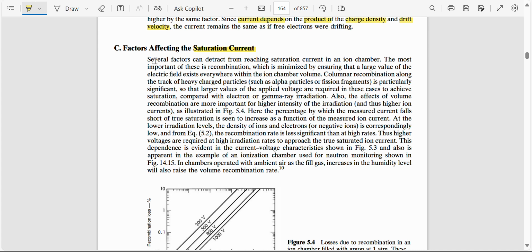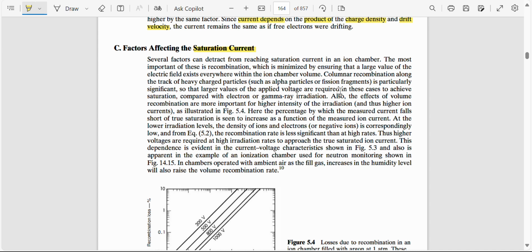Let us clarify that several factors can detract from reaching saturation current in an ion chamber. The most important of these is recombination, which we already covered, which is minimized by ensuring that a large value of electric field exists everywhere within the ion chamber volume. Because the ion chamber has a number of gas molecules inside, and when we apply external voltage to the gas chamber, ion pairs are produced inside the chamber volume.